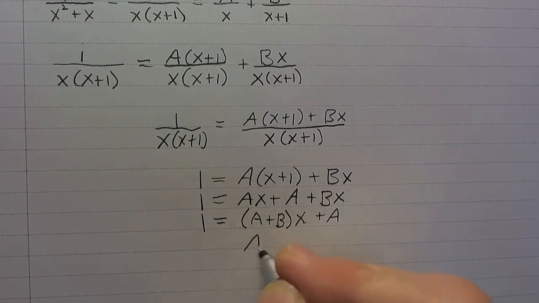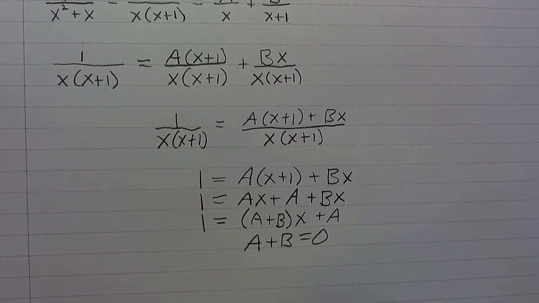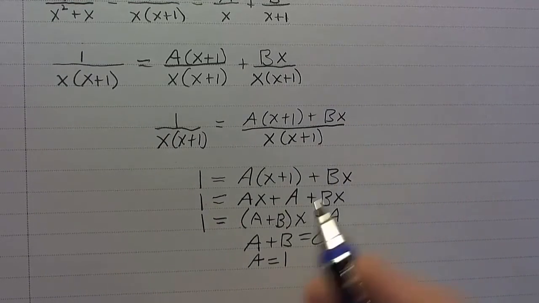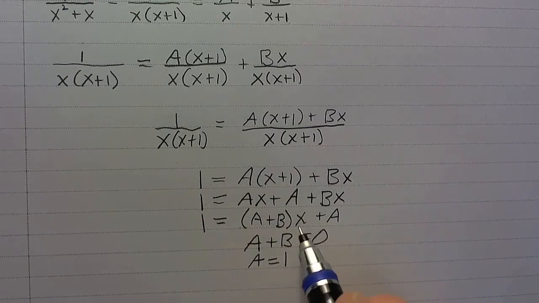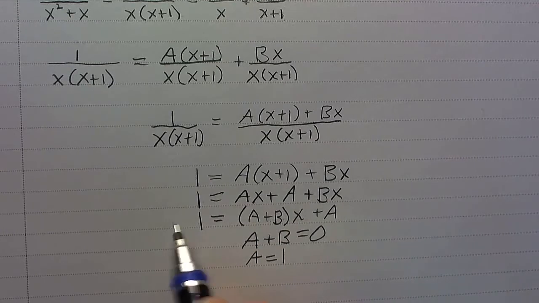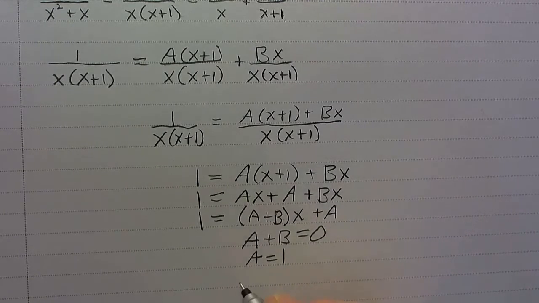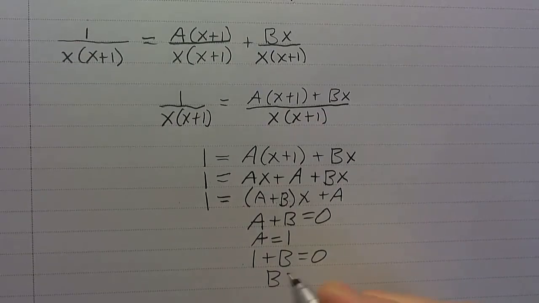So I've got this situation. I've got that A plus B must equal 0. Okay. Now, the constant is 1, so A must equal 1. There. So we found A equals 1. Now, this little method that we used here is called equating coefficients. I equated the coefficients of x. Of course, over here we have 0x, and then I equated the constant. It must equal 1. So now we got A equals 1 and A plus B equals 0. So 1 plus B equals 0. That means that B equals negative 1.